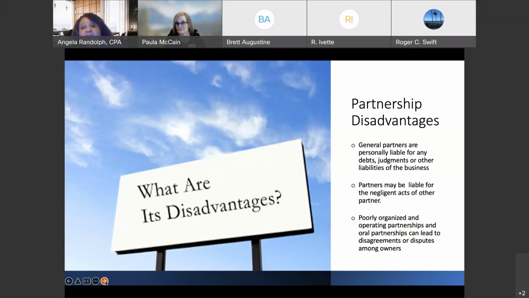Poorly organized operating partnerships can lead to disagreements and disputes. That's why I favor partnership agreements. Now, you can form a partnership orally. I don't recommend it. I always recommend things being in writing so that you can always refer back in the event of a disagreement or dispute. You have this operating agreement that everyone has agreed to abide by. So that should cut down on some of these disadvantages.